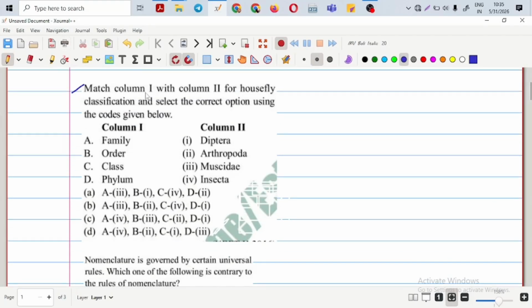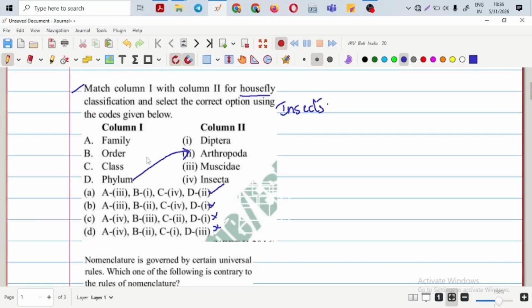Match column 1 with column 2 for housefly classification. Family, order, class, phylum. Diptera, Arthropoda, Muscidae, Insecta. First, we can simply say that housefly is basically an insect, right? All insects belong to the largest phylum Arthropoda. So D comes to this option only. The rest of the options can be eliminated.